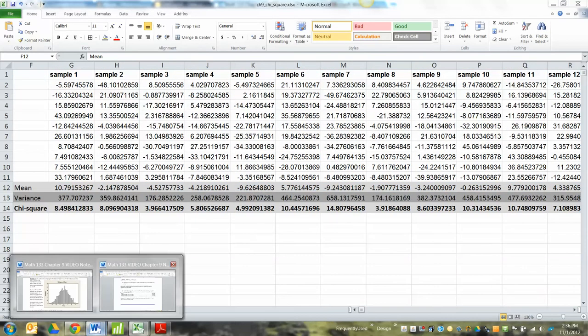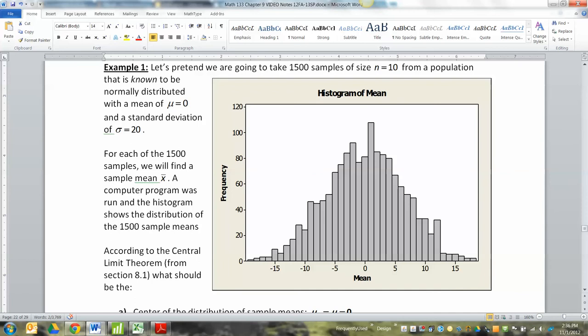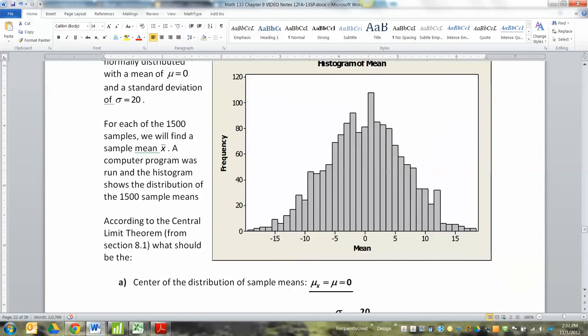Awesome. So that's what this is. It's a construction of the X bars for all the samples of size 10 that we had sitting there in Excel. And this is where the means fell. And if you did it again, you'd have a slightly different histogram. But it would always follow this general shape, which is what exactly? Okay, so that's what they're saying here, that we constructed a histogram of the means.